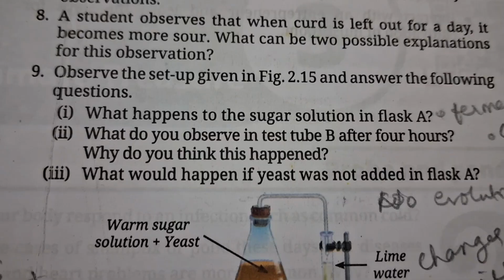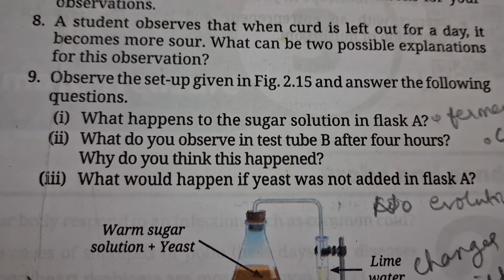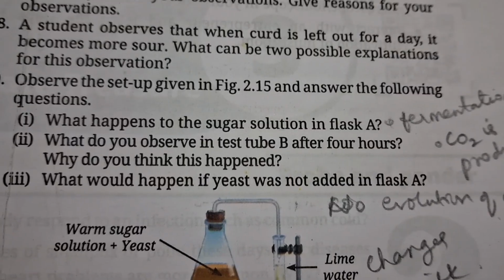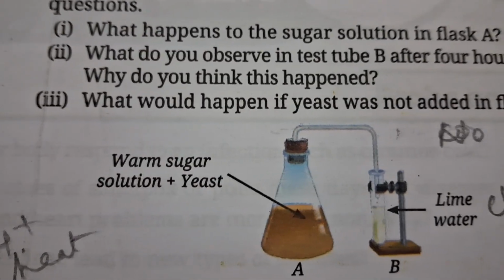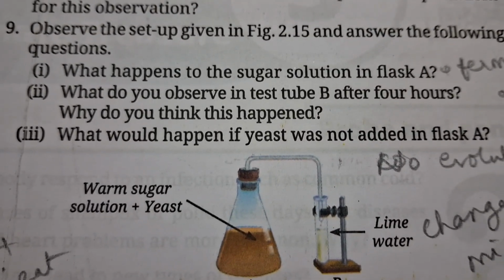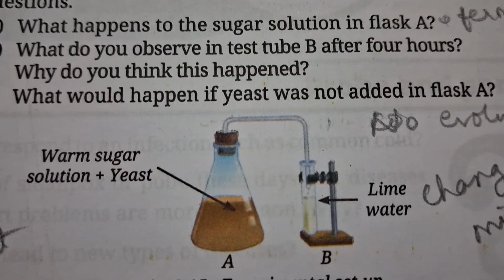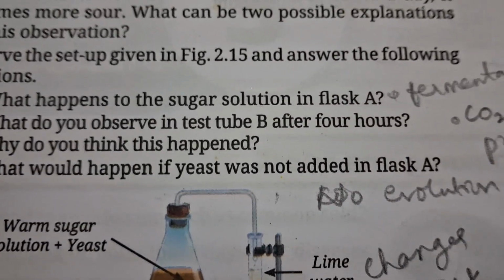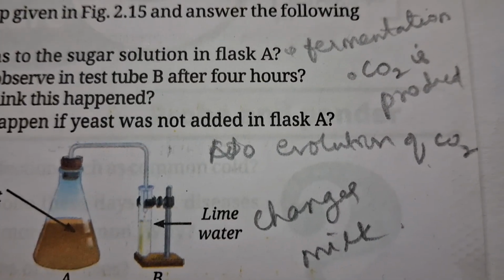So ninth one, observe the setup in figure 2.15 and answer the following. What happens to sugar solution in flask A? So in the flask, warm sugar solution and yeast. When warm sugar and yeast are there, it starts to multiply, fermentation takes place. Because of this, evolution of gas will come. Here lime water will turn milky. What happens to the sugar solution in the flask? Fermentation takes place with the evolution of carbon dioxide.